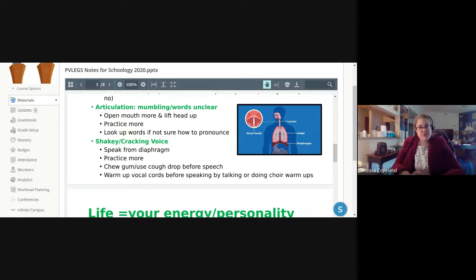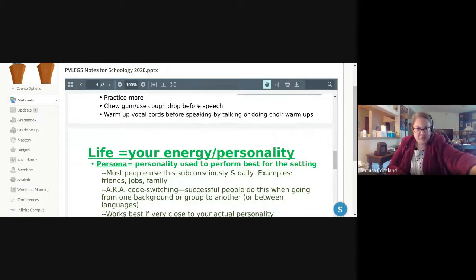So here are tips to fix this. Again, speaking from the diaphragm and practicing. For some folks, it helps to warm up their instrument, so they chew gum or use a cough drop before their speech. Just make sure you spit it out before. And then warm up your vocal cords before you're speaking by talking, or you can even do choir warm-ups. If you've ever done those scales, you can do that. I find talking works just fine.